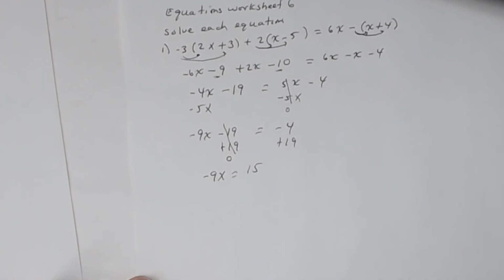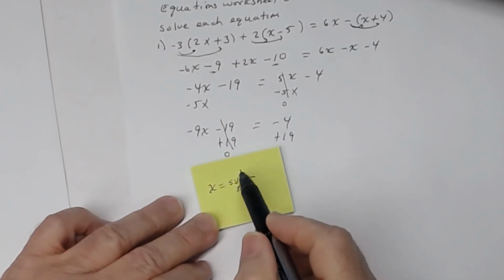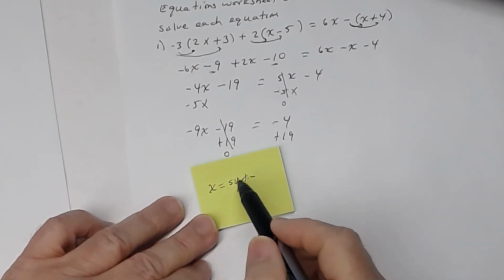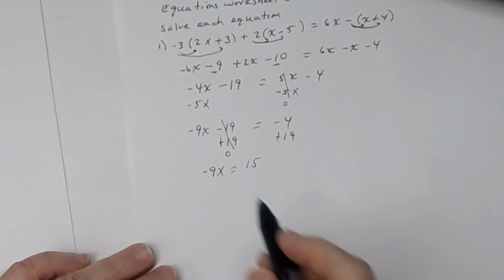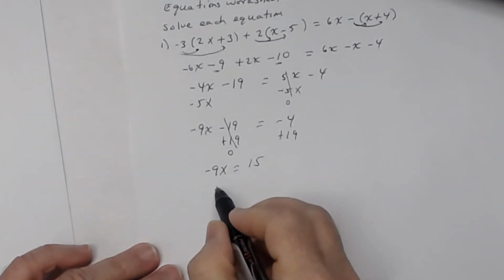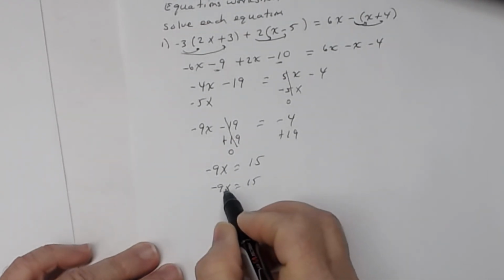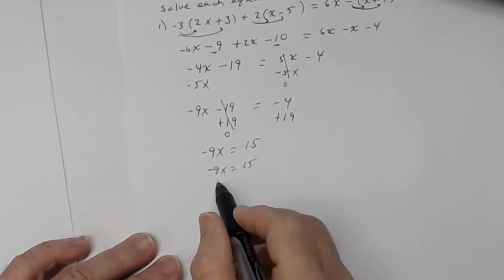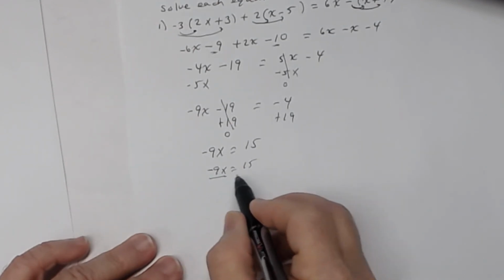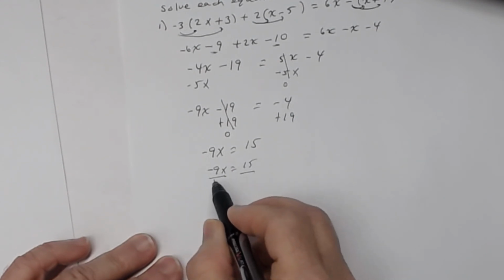And then the next step. Remember, I'm trying to get x by itself. So remember this idea here: your last step needs to be x equal whatever your solution is. I'm going to go ahead and rewrite this over. So I have negative 9x equal 15. Right now x is multiplied by negative 9, and the opposite is to divide by negative 9. So I'm going to divide both sides by that coefficient. Make sure you're dividing by negative 9.